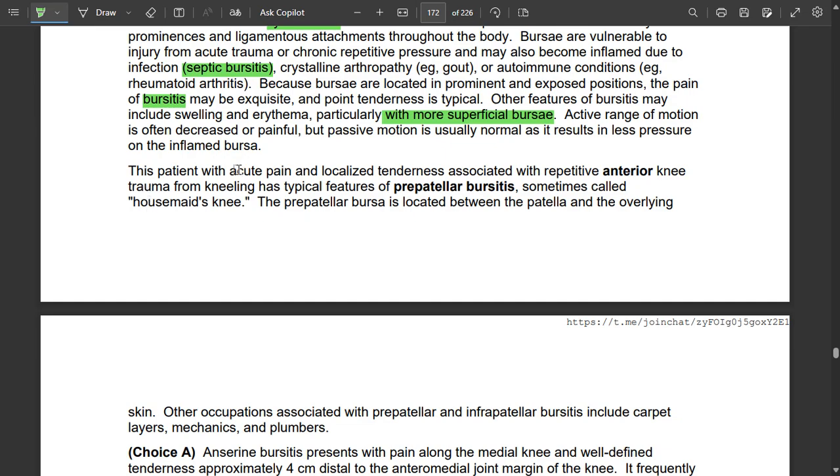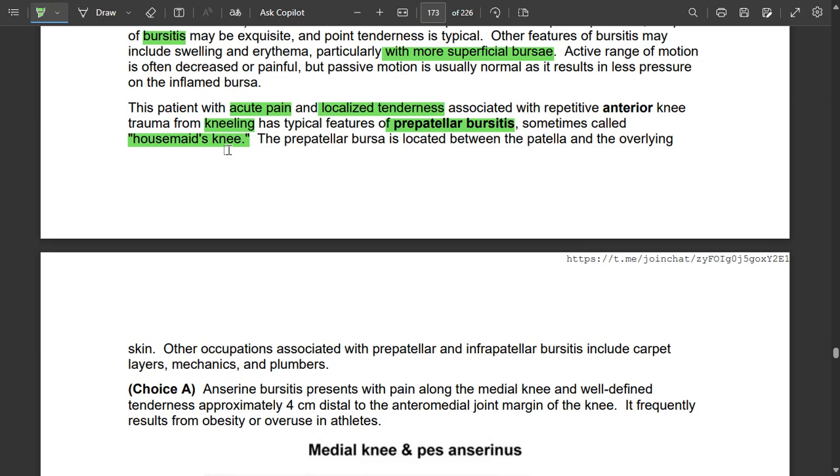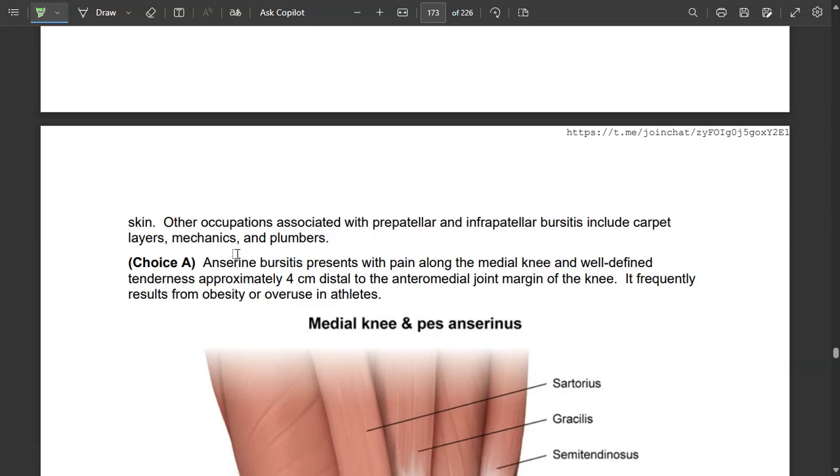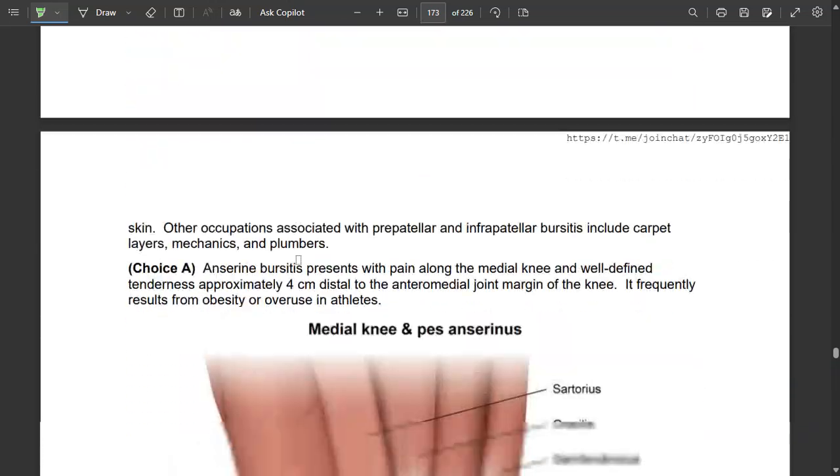Now, if a patient comes with acute pain and localized tenderness associated with repetitive anterior knee trauma, such as from kneeling, these are typical features of prepatellar bursitis, sometimes called housemaid's knee. The prepatellar bursa is located between the patella and the overlying skin. Other occupations associated with prepatellar and infrapatellar bursitis include carpet layers, mechanics, and plumbers, who spend time on their knees.